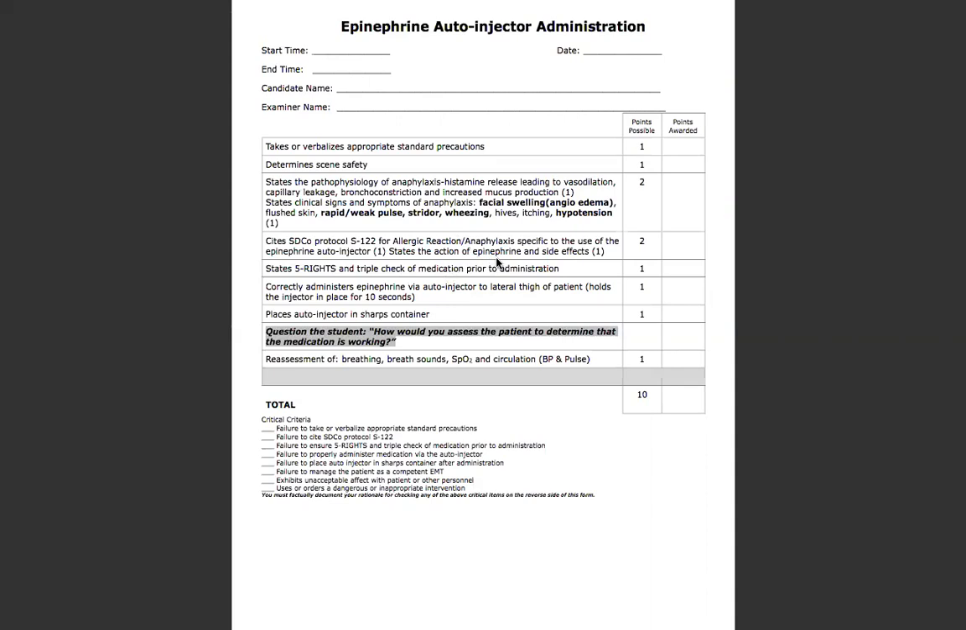And then you want to state the actions of epinephrine. So epinephrine is a vasoconstrictor, bronchodilator. Side effects are going to be tachycardia, maybe some anxiety and palpitations. Then let's go through the 5 rights.